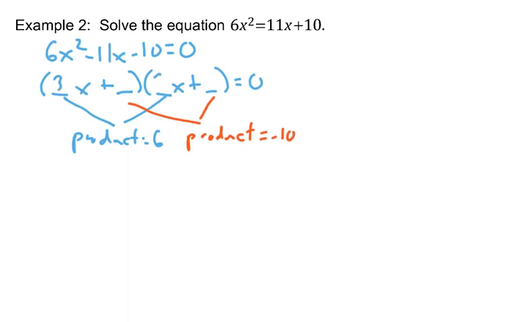If I put a 3 here and a 2 here, that gives me a product of 6. And if I put a 2 here and a negative 5 here, that gives me a product of negative 10. Now, just because the numbers I'm putting in the blanks give me the right products does not mean this is the right factorization. You have to multiply it out.